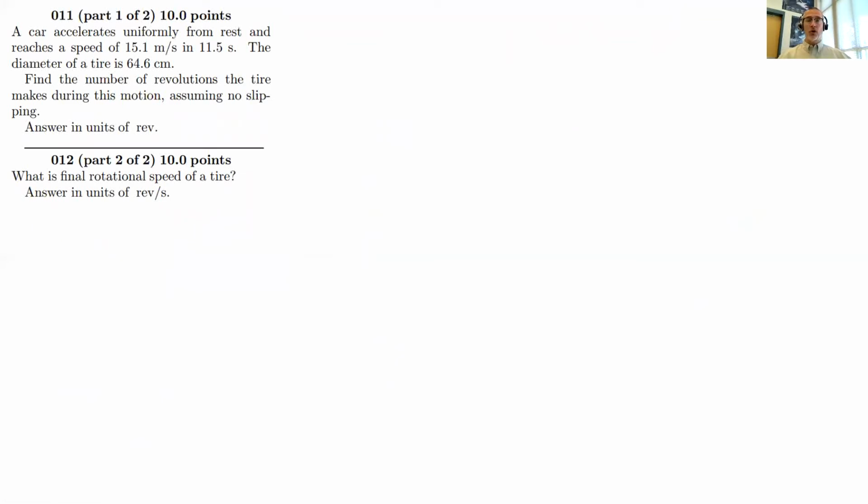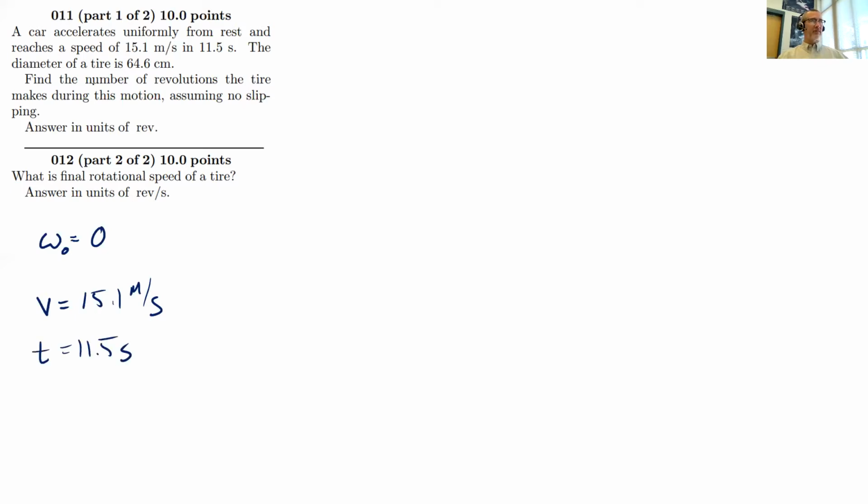This is AP Physics homework number 25 on rotational kinematics, and this is question number 11 and 12. It says, a car accelerates uniformly from rest, so I know that my initial angular velocity, omega zero, is going to be zero. It reaches a speed of 15.1 meters per second in 11.5 seconds. So that's actually a linear velocity of 15.1 meters per second. And then my elapsed time is 11.5 seconds.